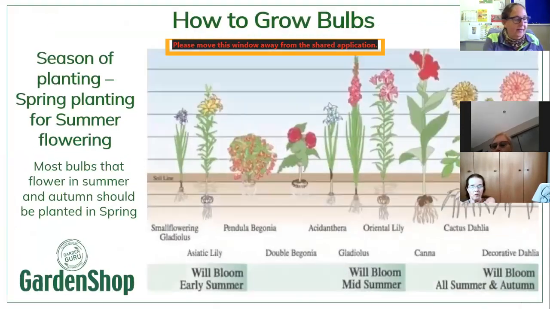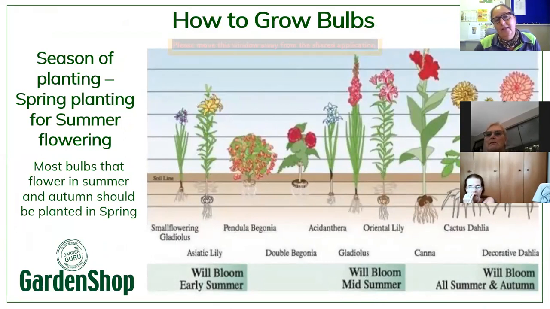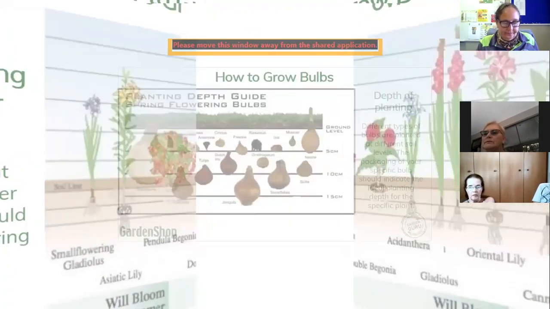And then you get the other types of bulbs, some of which are cold sensitive, and those ones you would plant after the frost in spring, and they would then flower in summer and in early autumn.